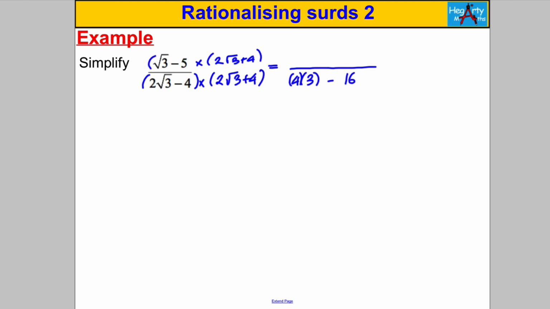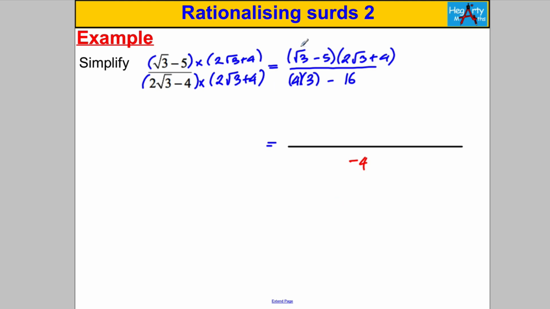Then I've got to multiply out the top, which is 2 sets of brackets. So I'm not going to do that in one move. I'm just going to write root 3 take away 5, and then I'm going to write 2 root 3 add 4 and save that for the next line of working. Now on the denominator, I can work that out now. 4 multiplied by 3 is 12, and 12 take away 16 by the symmetry of subtraction is negative 4. So I've sorted that out.